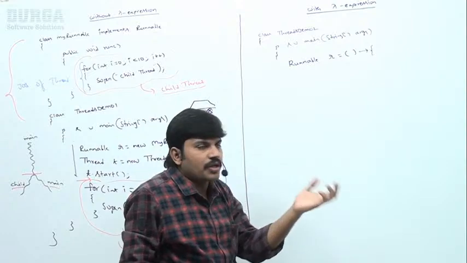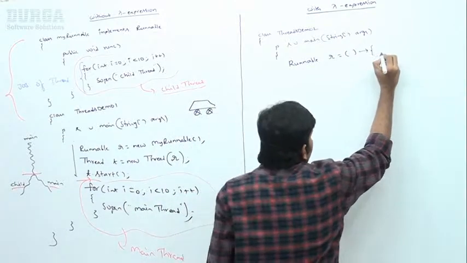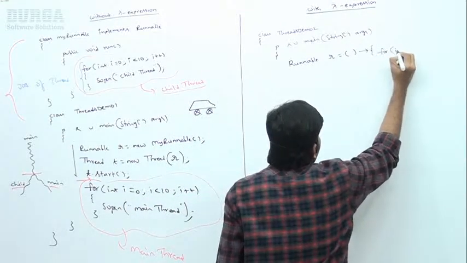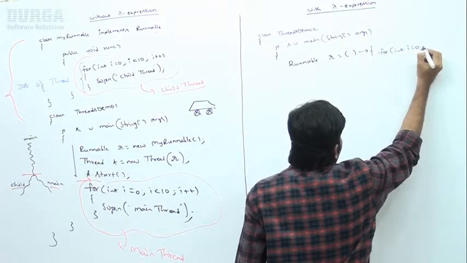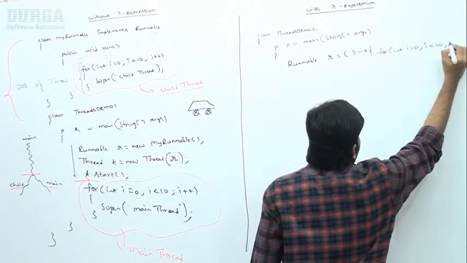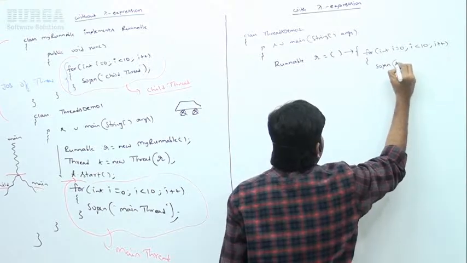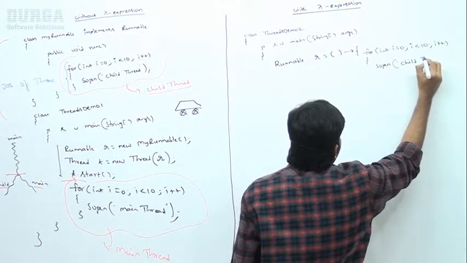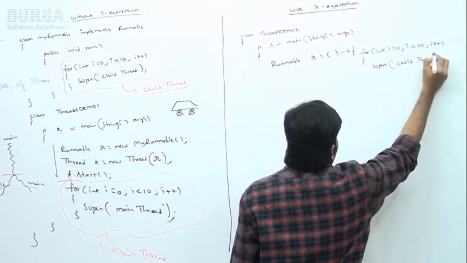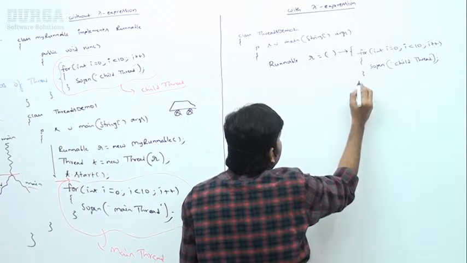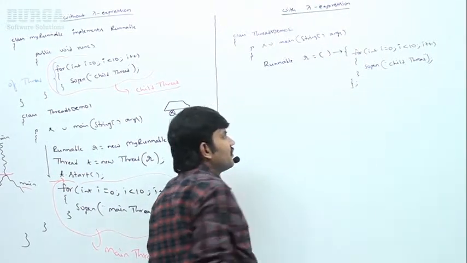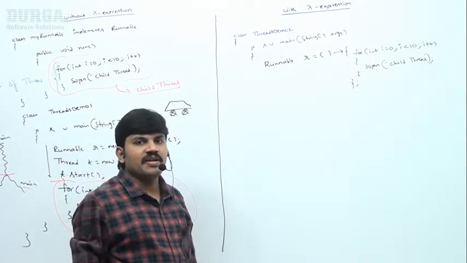What is the code I want to implement inside the run method? For int i = 0, i < 10, i++, System.out.println("child thread"), like I took, sir. What is this one, sir? Child thread, like this I took, that's all. Are you getting it?